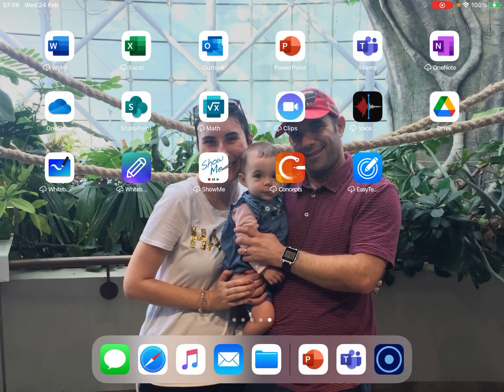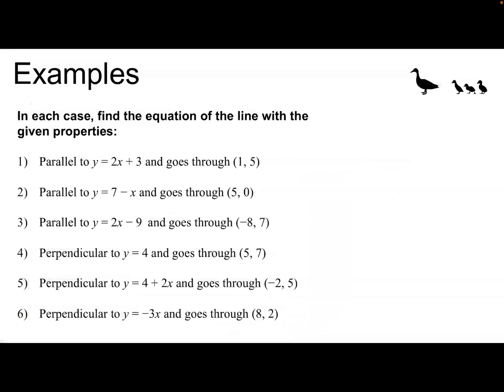Okay, in this video, you're going to look at classic exam style questions. It says, in each case, find the equation of the line with the given properties. It's parallel to y equals 2x plus 3. And, do you know what, I'm actually going to ignore number 1 because it's a stupid question. Let's go straight to number 2. We're looking for a line that is parallel to y equals 7 minus x and goes through (5, 0).